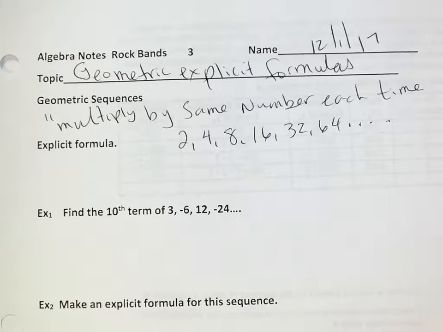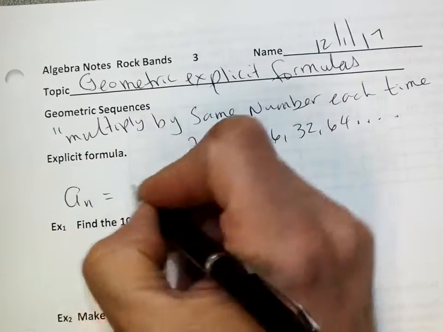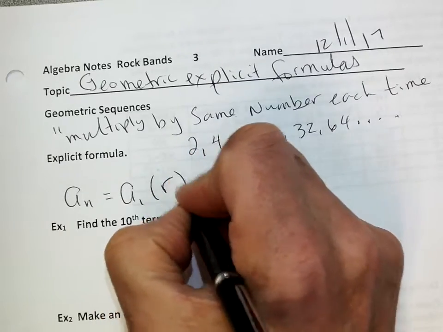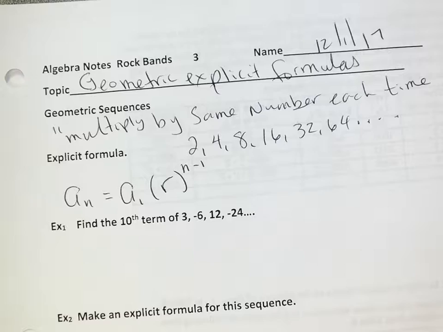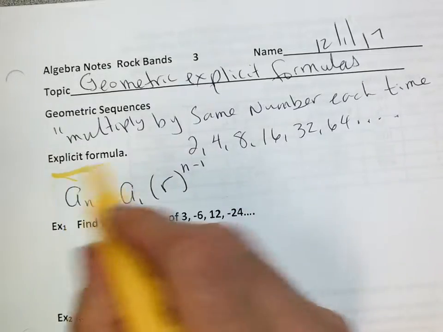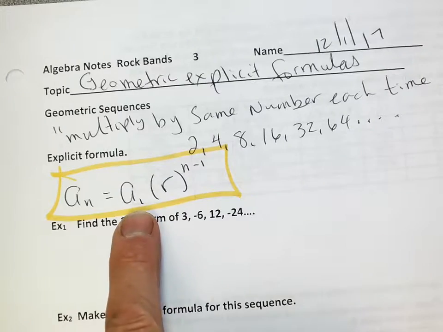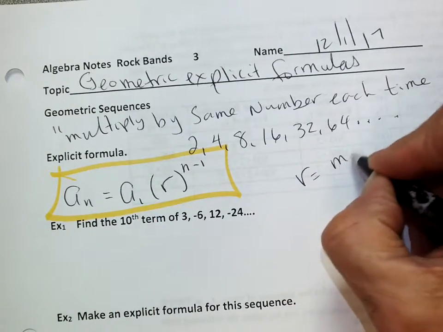Now, the formula we want to use for a geometric one, for the explicit form, is A of n equals A1 times R to the n minus 1 power. Okay, and I'm going to highlight that. R stands for the multiplier. They call it a ratio. So let's write that down. We know what A1 is, the first term, right? R is the multiplier.